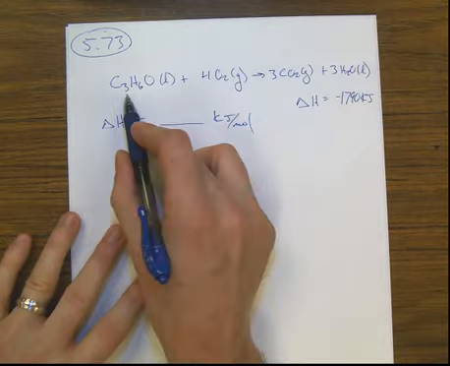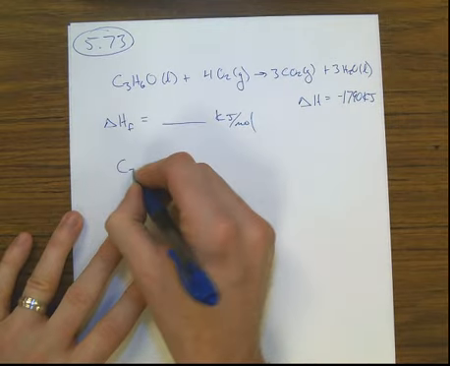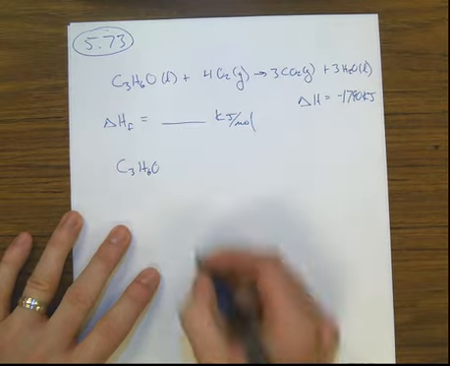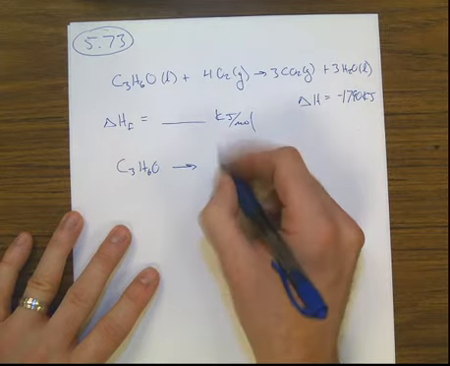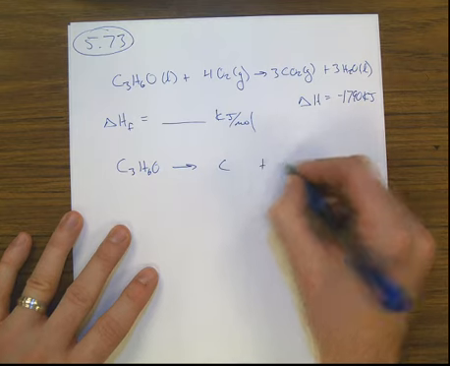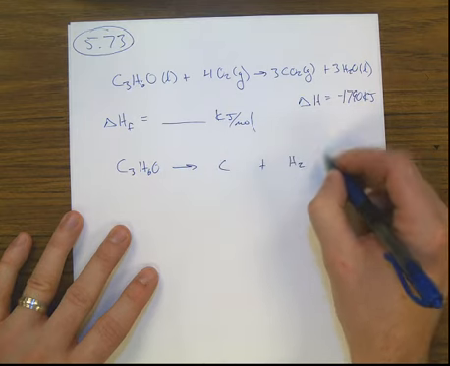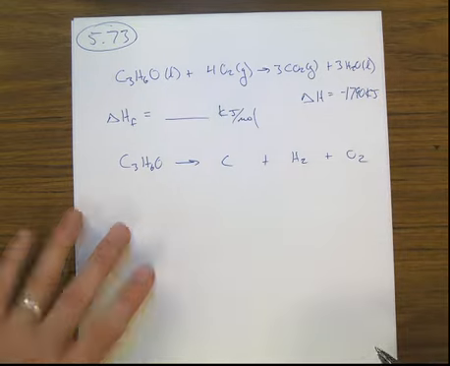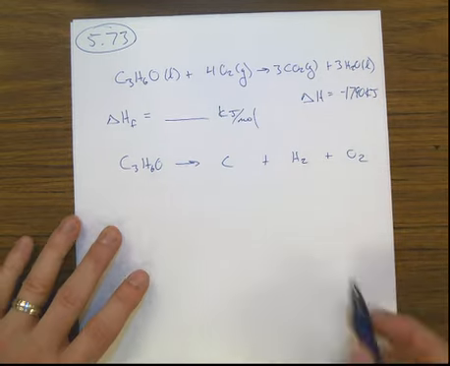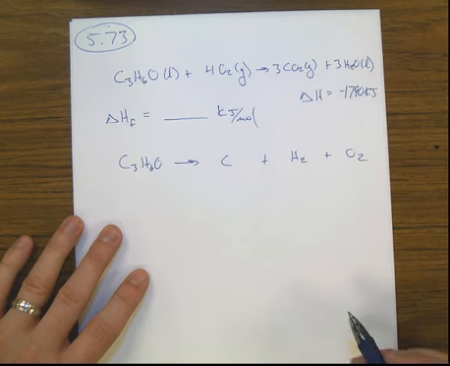So again, we have acetone. Let me write out acetone, C3H6O. And it's decomposing. It's breaking apart in this chemical change. So it's breaking apart into carbon, hydrogen, and oxygen. Again, I'm putting 2's here because remember, they're diatomic.